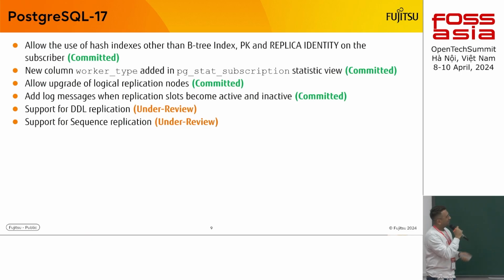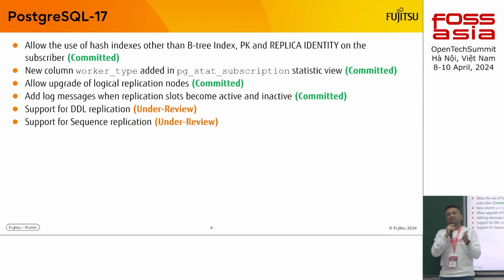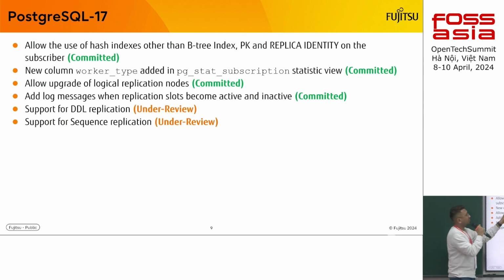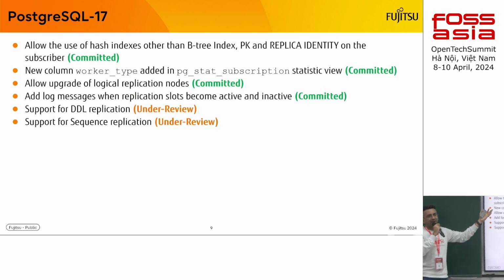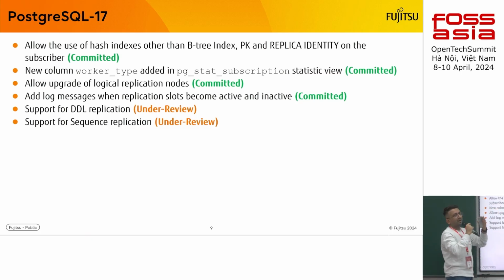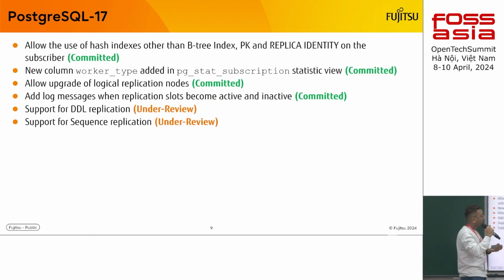Let's start with the first one: allow the use of hash indexes. As you remember, in PostgreSQL 16, I covered indexes, primary key, as well as how we can set replica identity full. Now with 17 onwards, we are also able to use hash indexes. This is an additional benefit for the users who would like to work with logical replication and with tables which do not have a primary key.